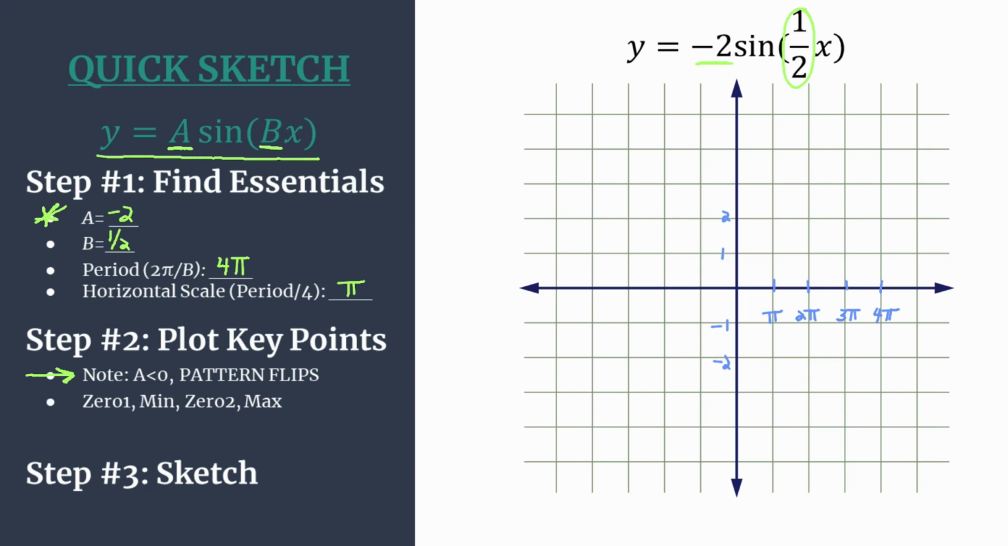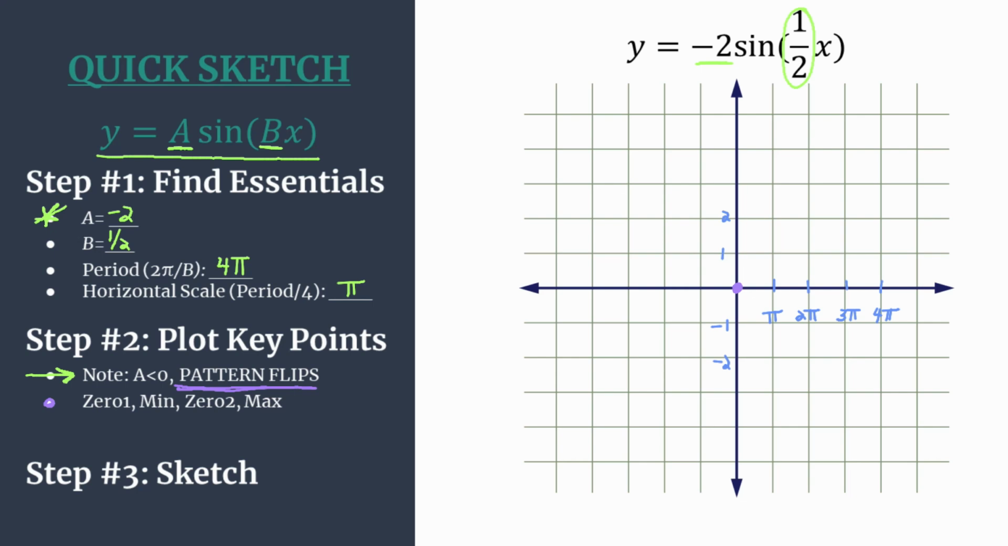All right, so we have everything set up. Step 2 is to plot our key points, remembering that we're using our flipped pattern. So that's this pattern right here. We're starting at the origin. You'll place a 0, then you'll have the minimum, then another 0, then the maximum. So let's go ahead with our pattern. Start with your 0 at the origin.